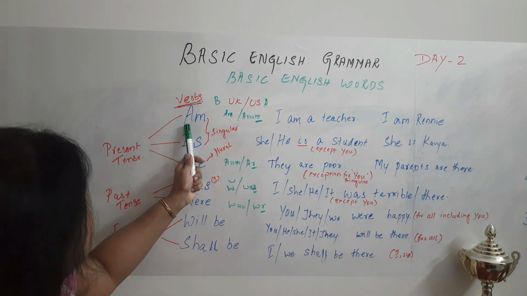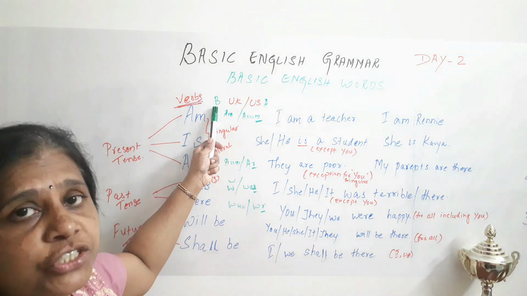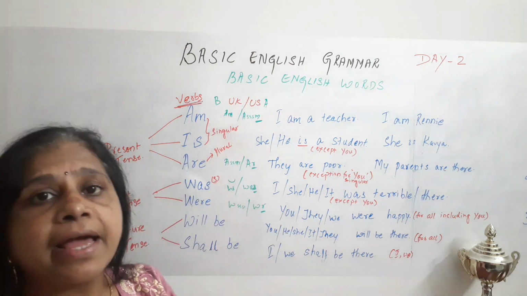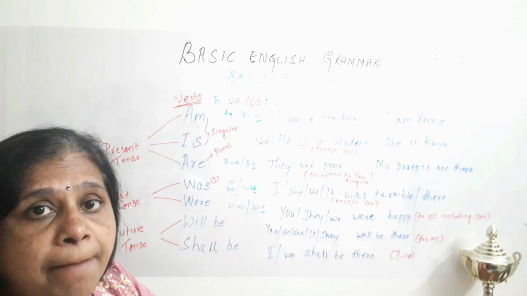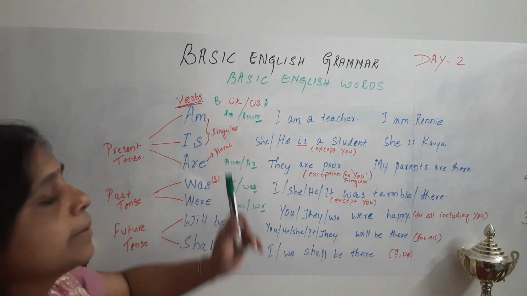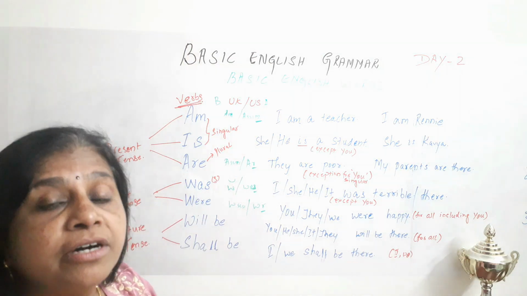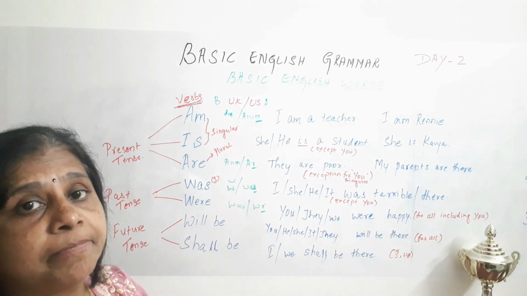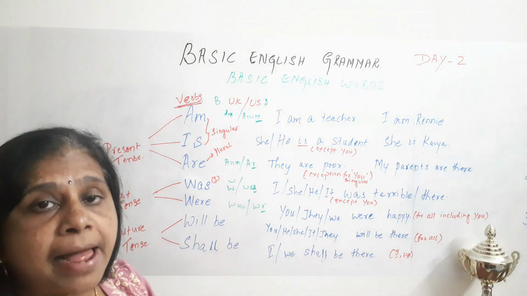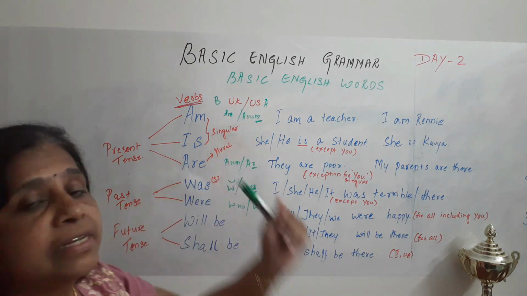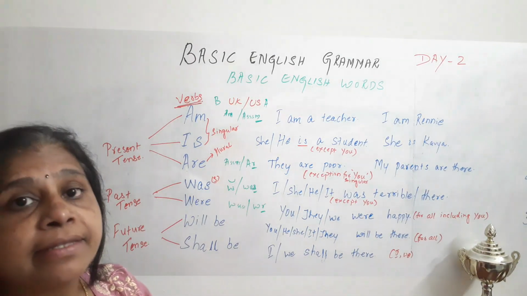First of all, am. In UK, that is in British English, we say just am. Whereas in US, that is American English, we drag it like am. The M will be clearly pronounced there. Here only am, and in American English we pronounce it as am.